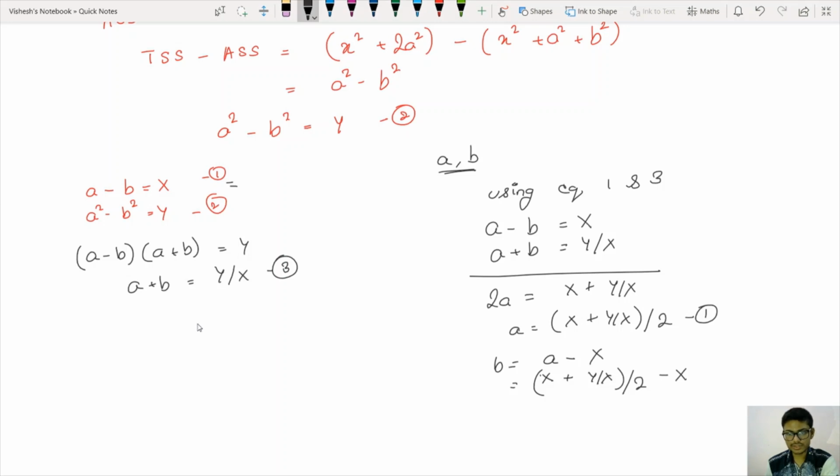So in this way we can find the values of a and b using just big O of one space, which is for storing the values of x and y, and by using a single loop on the given array we can find the TSS and TS. So in this way we can solve this problem in big O of n time complexity and by using big O of one extra space.